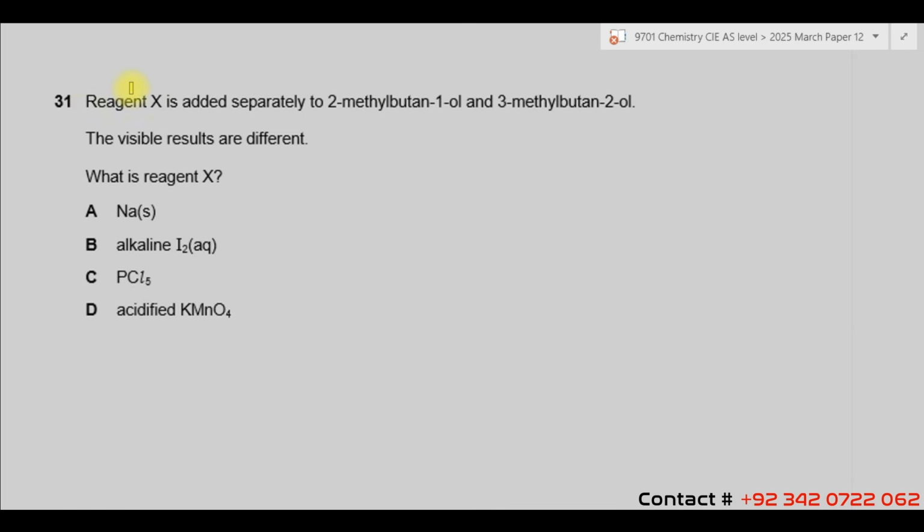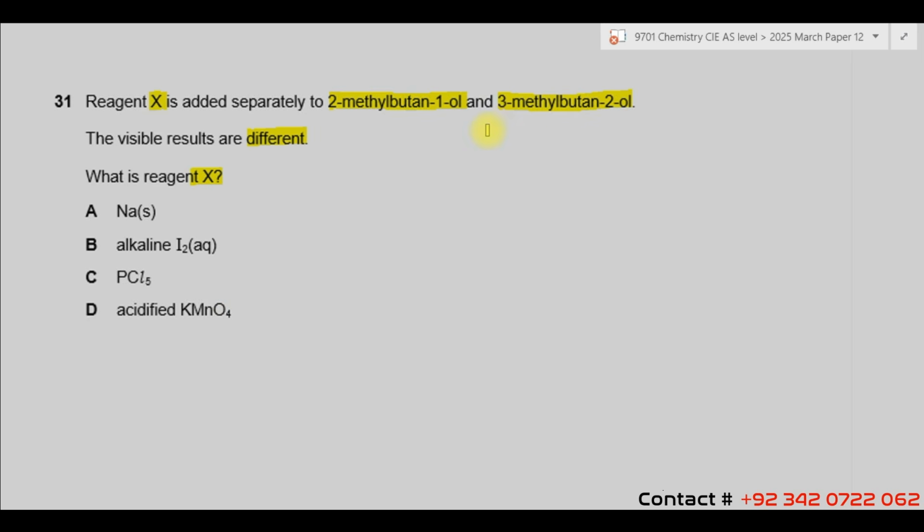Question number 31. Reagent X is added separately to 2-methyl-butane-1-ol and 3-methyl-butane-2-ol. Visible results are different. What is reagent X? So we have to find out whether it's sodium, alkaline iodine, PCl5 or acidified KMnO4.